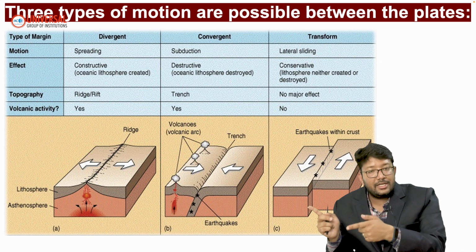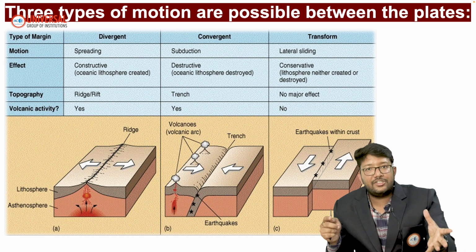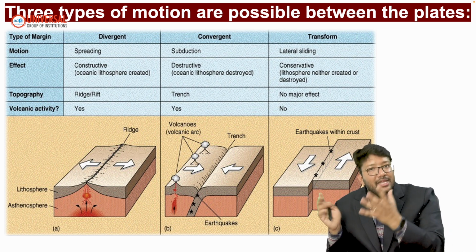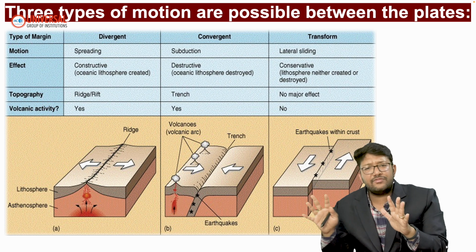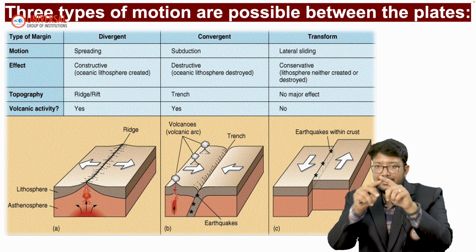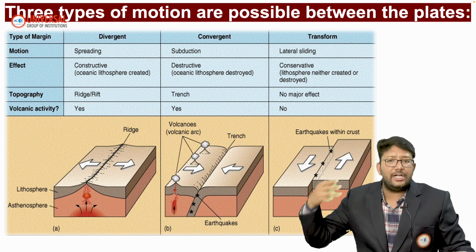Trenches are formed at convergent boundaries: Tonga Trench, Sunda Trench, Puerto Rico Trench, South Sandwich Trench, Molloy Hole Trench, Mariana Trench. These are formed by convergent boundaries. And in transform boundaries, no major effect happens, only the topography of that particular region changes. Okay. There is more on these boundaries.